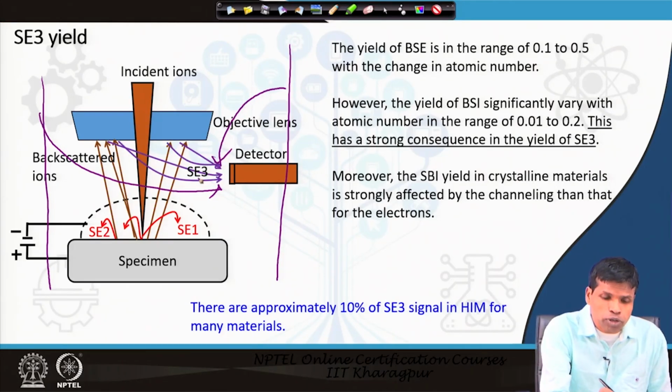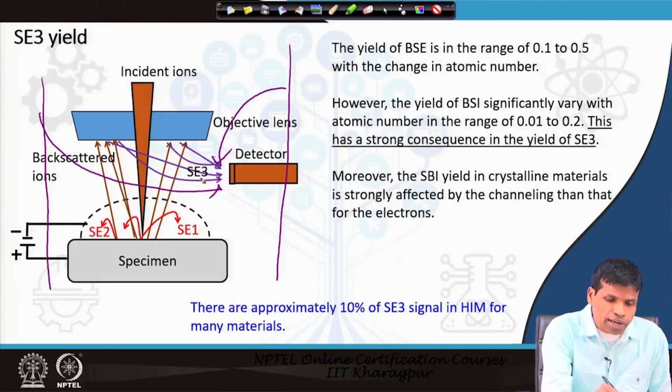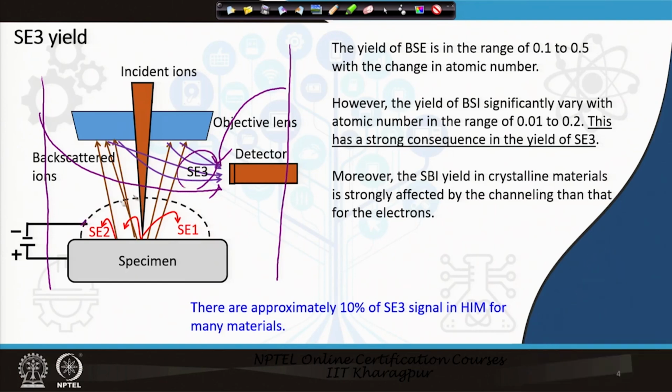Because again, why do we term it as SE3? Because their energy is again less than 50 electron volt, therefore SE3 term. And we can differentiate the SE1 contribution, SE2, we can differentiate the SE3 contribution from SE2 and SE1 by putting a grid around the sample.